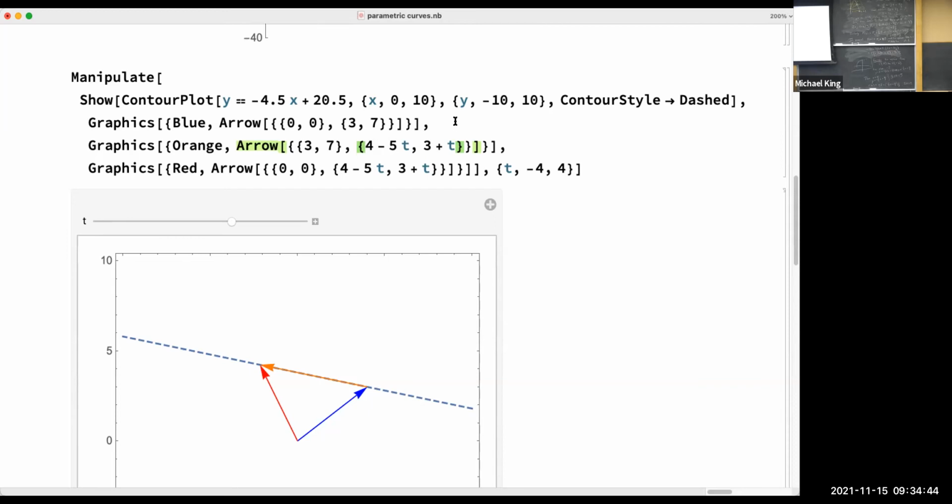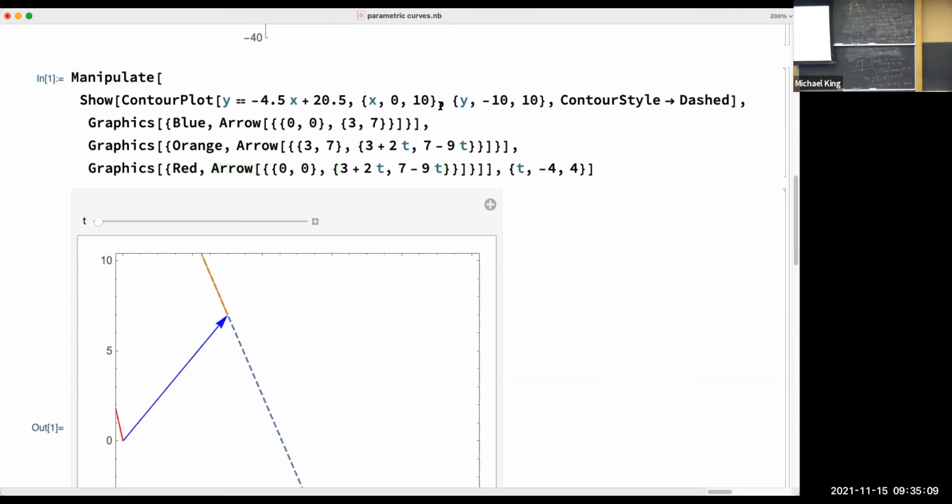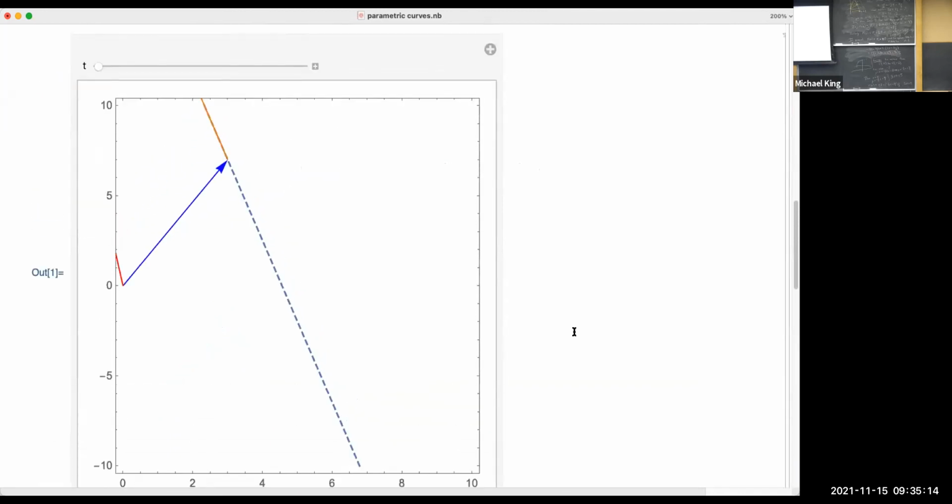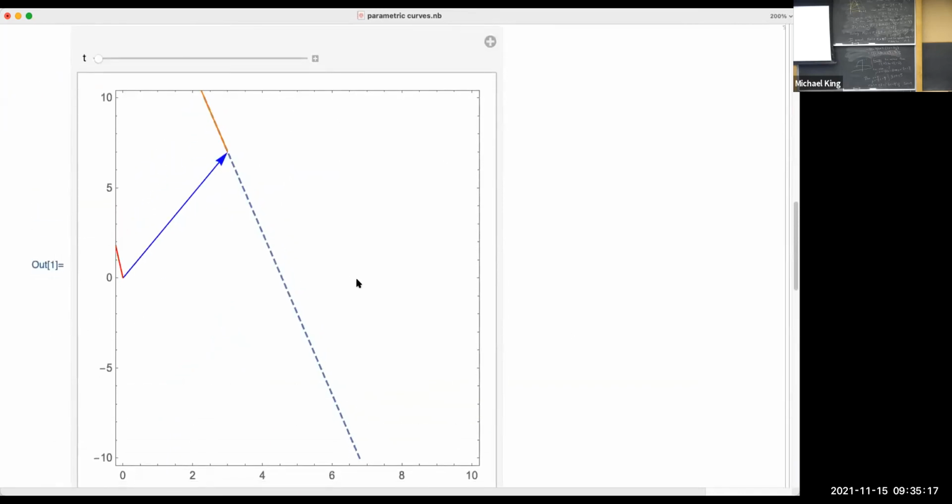So I think I just changed these equations to that. 3 plus 2t, 7 minus 9t, and then, right, the red arrow is actually the same thing, but from the origin. Sorry, I don't know why I didn't think of that earlier. Okay, hey, look. So the origin's actually, whoa. So I'm only on the right half because most of the, yeah.